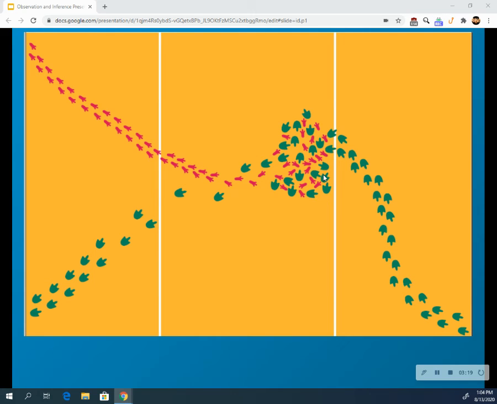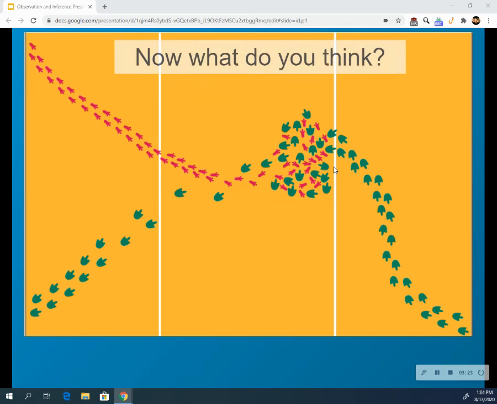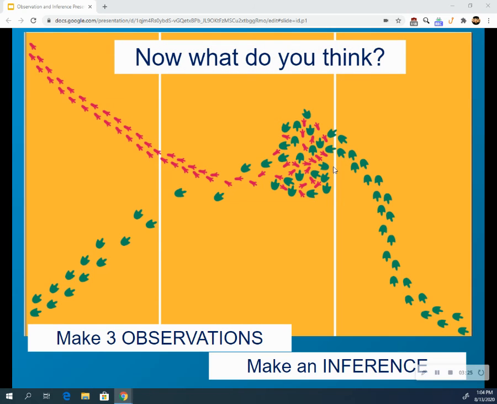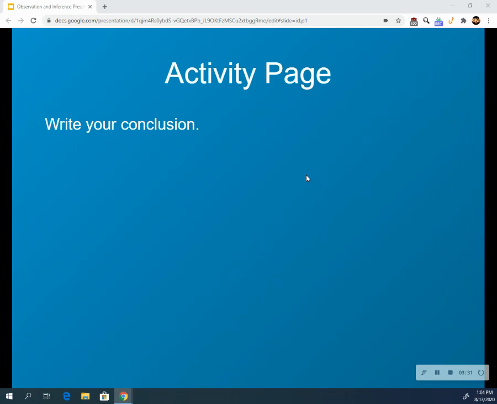And now we only see footprints of one creature walking away. So what do you think? Make your observations. We see one walking at a normal pace, no dragging, no anything like that. So what happened? That is your idea. So when you're finished with that, write down your conclusion. I will have a set of questions on Google Classroom that go with this, and that is your assignment for today. All right. Finish your activity.